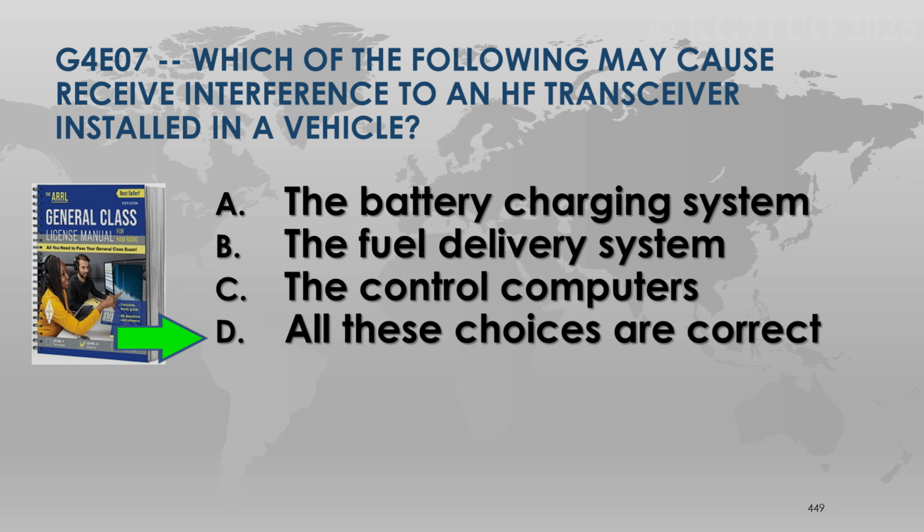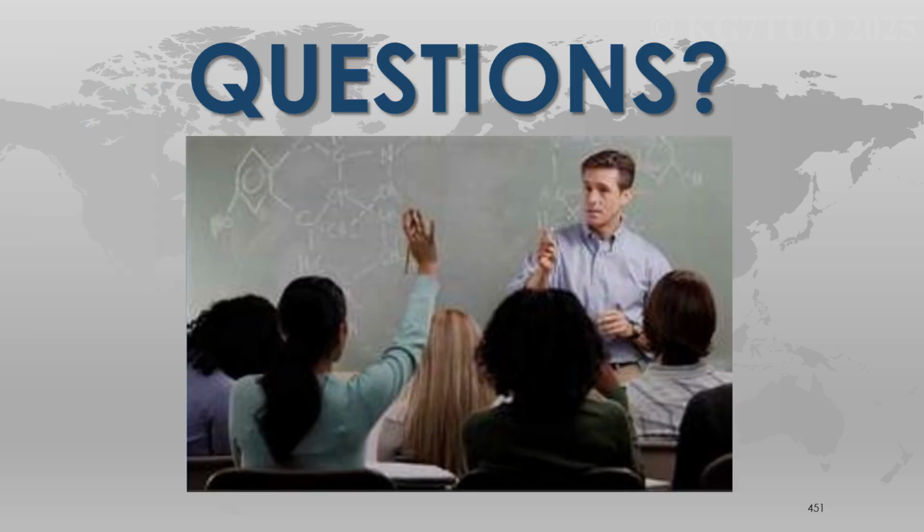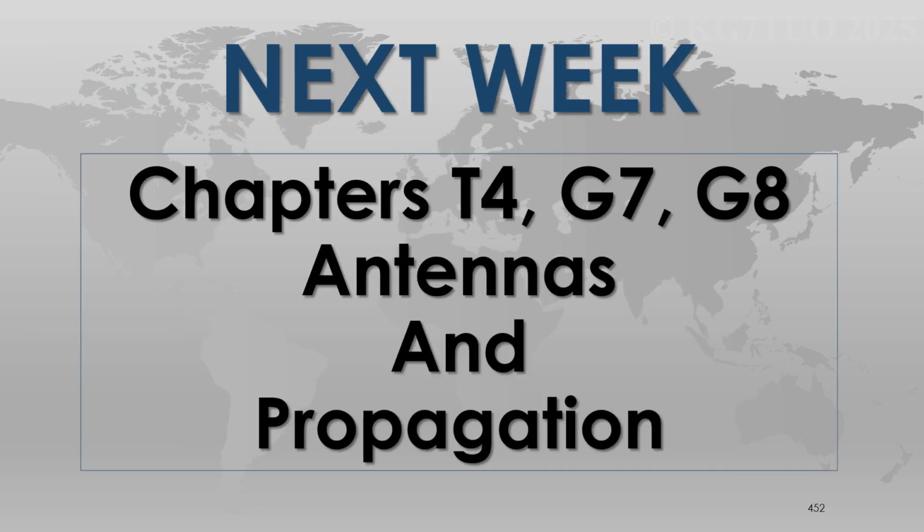Which of the following is an advantage of a digital signal processing filter, DSP filter, compared to an analog filter? What's the advantage of digital signal processing filters compared to analog filters? This was from last week. Alpha. Agreed? Alpha, wide range of filter bandwidths and shapes. Questions? No questions. Next week.